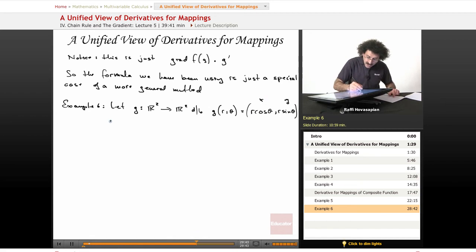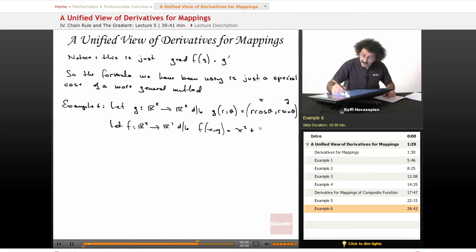Okay, and let f be a mapping from R2 to R1, defined by f of xy is equal to x squared plus 4xy. Okay, so let's see what we've got here.